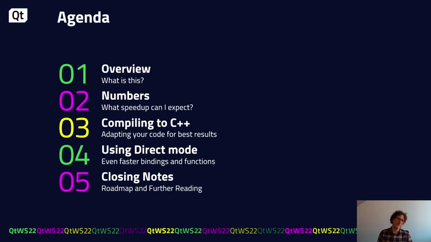Finally, I'm going to talk about direct mode. Direct mode is a commercial-only feature that you can use to get even faster binding and function evaluations. And in the end, I'm going to show a little roadmap and some pointers to further documentation.